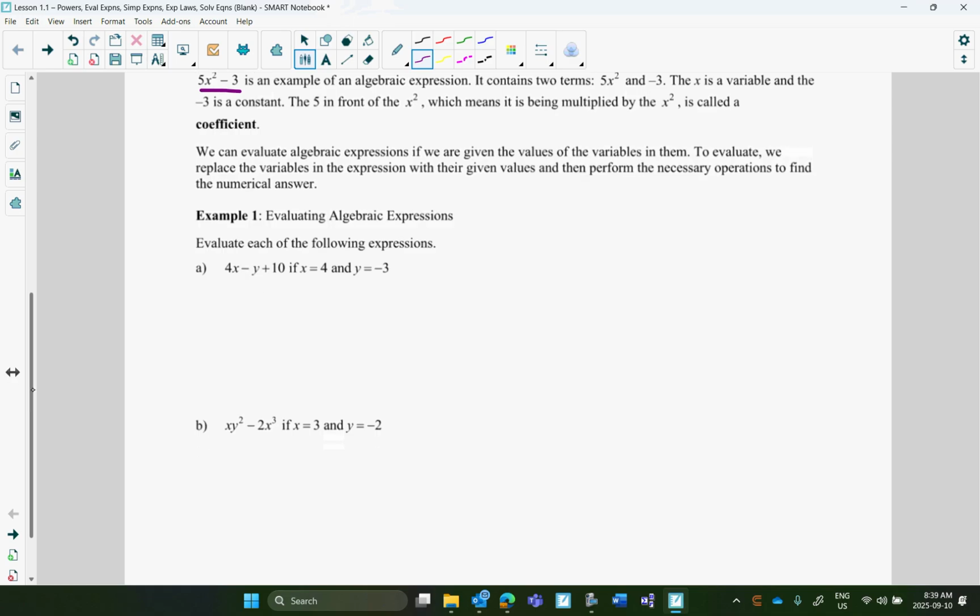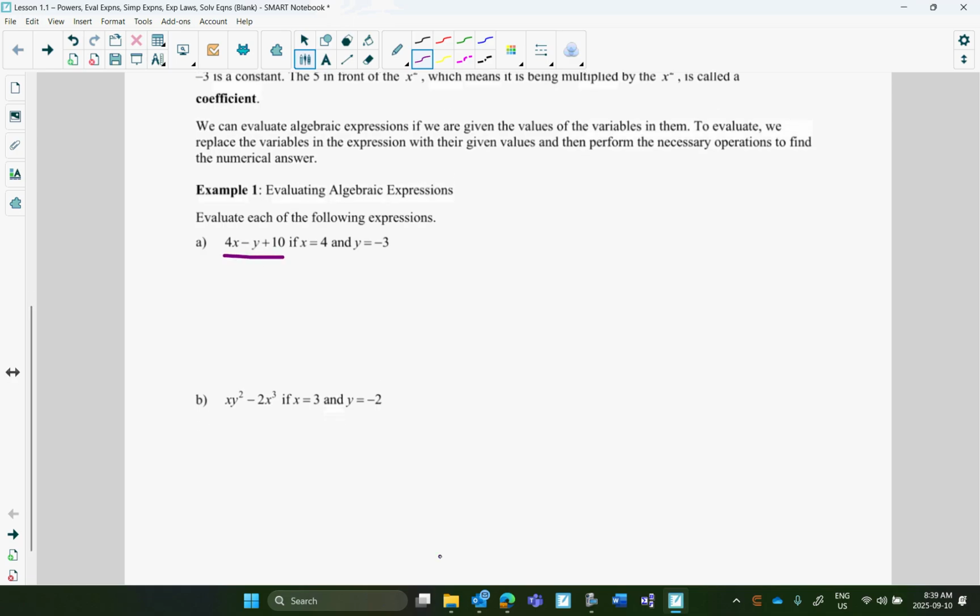So how do we evaluate? Well, we take our expression, and every time we see a certain variable, we replace it with the number that we're told that it is. So, 4, and instead of x, I'm now going to replace that with 4 in parentheses. Minus, and instead of y, I'm going to replace it with -3 in parentheses. And there's nothing more to replace, but there's still a plus 10. So now it's just a matter of calculating. 4 times 4 gives us 16. Minus -3 turns into a plus. There's still a plus there. We add those 3 numbers together. We get 29. So we evaluated it.